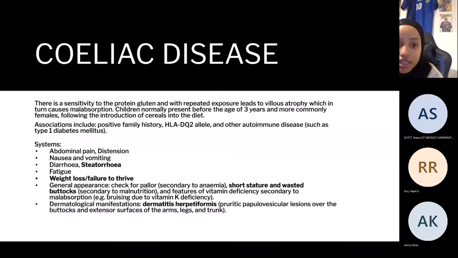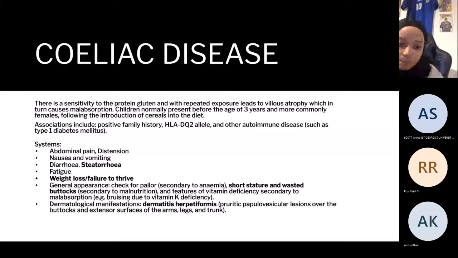And in terms of the, sorry, I was supposed to say symptoms, not systems. In terms of the symptoms, they will have this distension, pain in the abdomen, might get some nausea and vomiting, and they'll get diarrhea or steatorrhea. Steatorrhea is fatty, white-like stool, very, very smelly. Fatigue, weight loss, usually with the weight loss, failure to thrive.